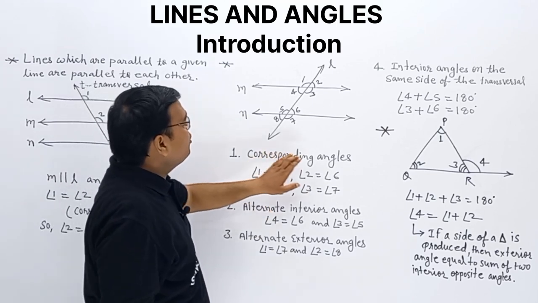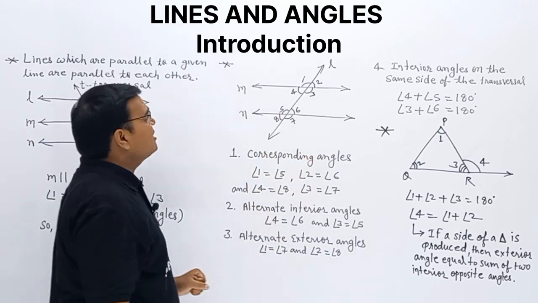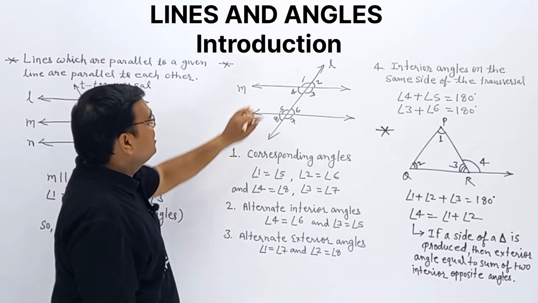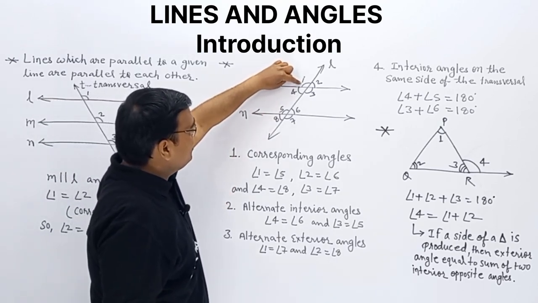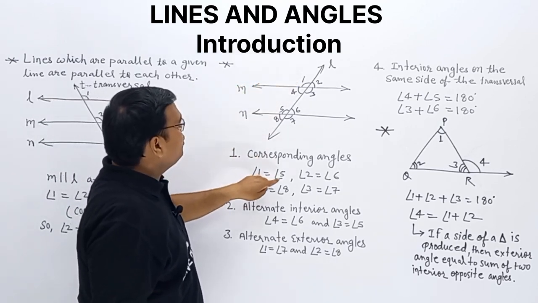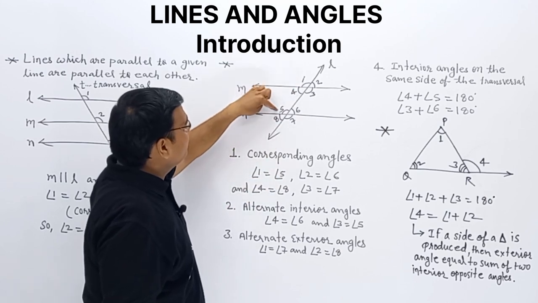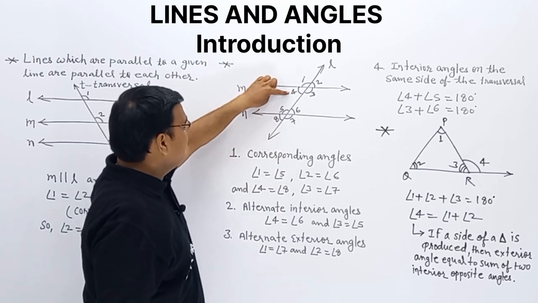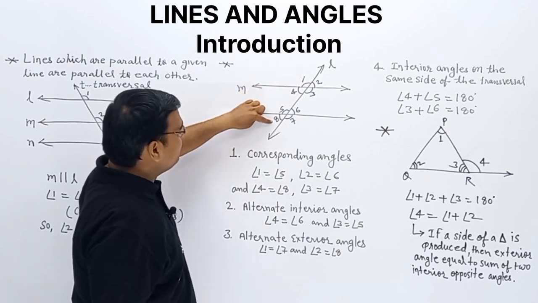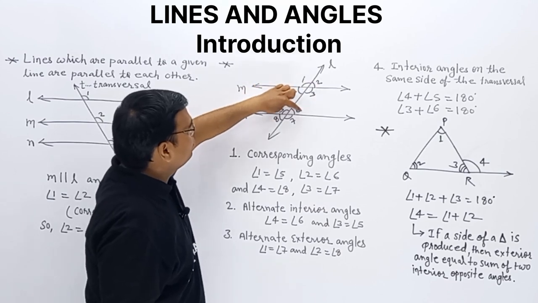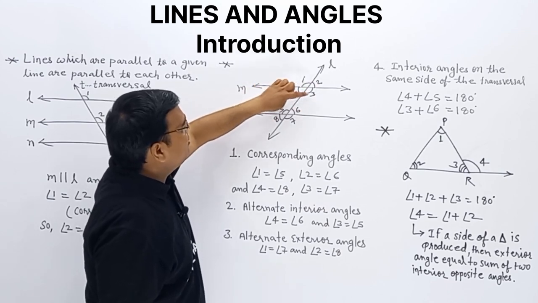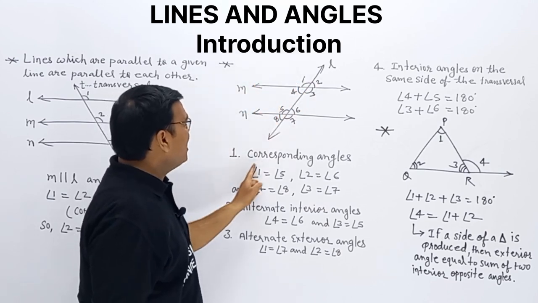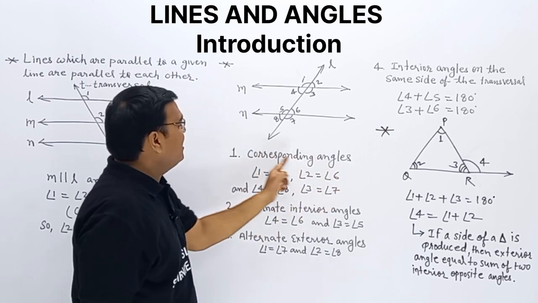Now, what about the corresponding angles? Angle 1 is equal to angle 5. Angle 4 will be equal to this one, angle 2 will be equal to this one, and angle 3 will be equal to angle 7. So they are corresponding angles.